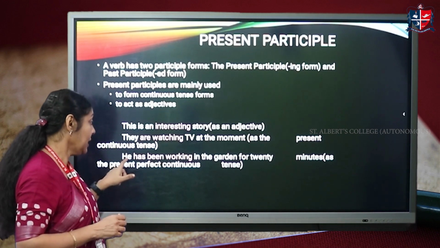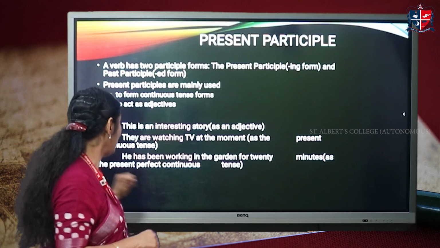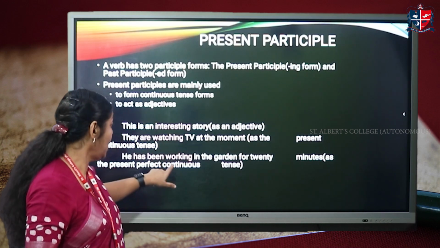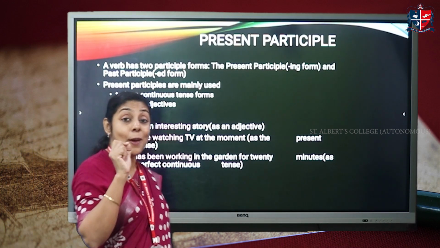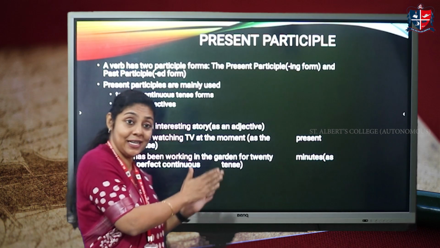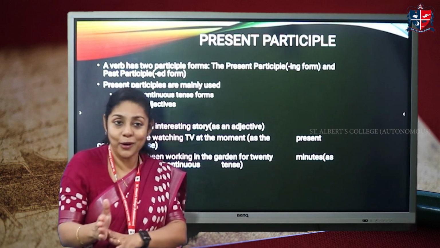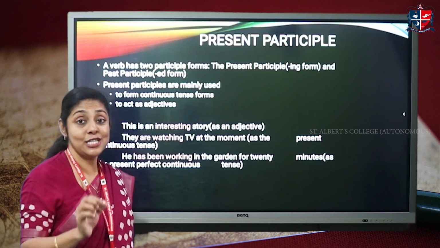And here, he has been working in the garden for 20 minutes. Now here, working has been used as the present perfect continuous tense, right? Something that started in the past and which is still going on now, right? So it is used as the present perfect continuous tense.